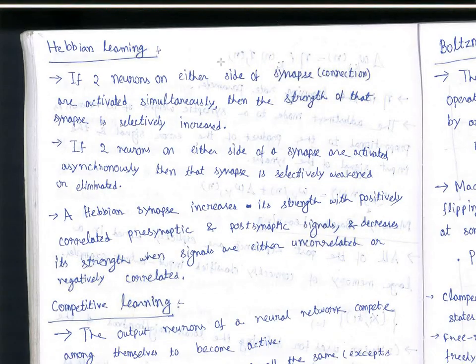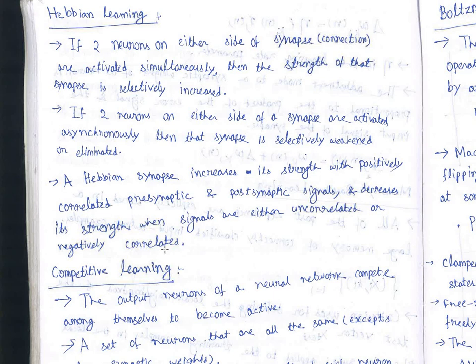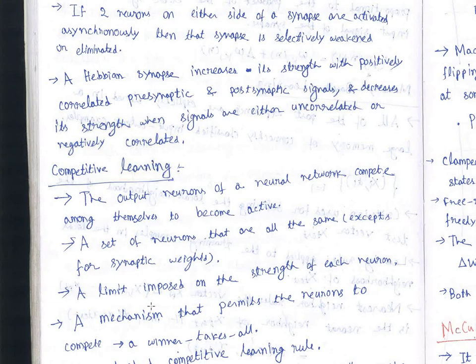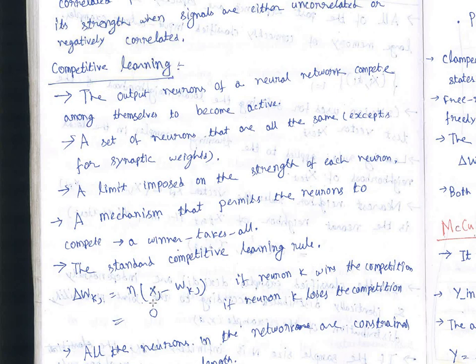Next, Hebbian learning. If two neurons on either side of the synapse are activated simultaneously, then the strength of the synapse is selectively increased. If two neurons are activated asynchronously, then the synapse is selectively weakened or eliminated. A Hebbian synapse increases its strength with positively correlated presynaptic and postsynaptic signals, and decreases its strength when the signals are either uncorrelated or negatively correlated.